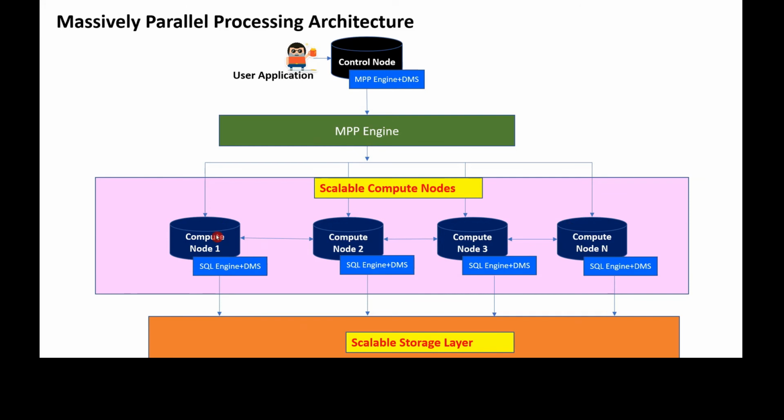Once the compute node starts receiving the command from MPP, it will start acting on it. Let's say, just for example, it is going to use only one compute node. Then the compute node will start reading the data from the storage layer. That is the first step. The data would be stored in the storage layer in the form of MDP files. That is a common database storage file format.